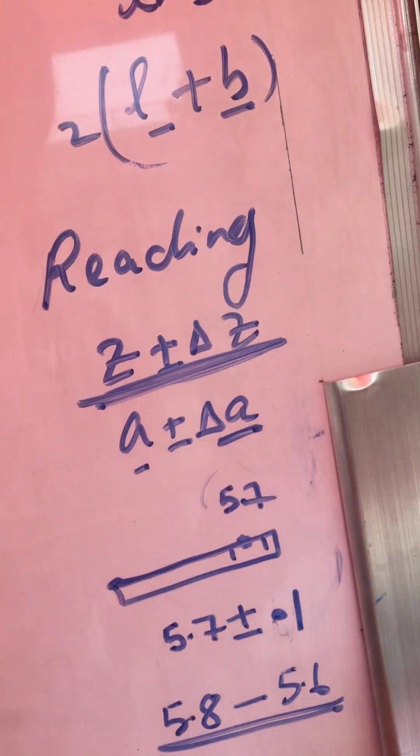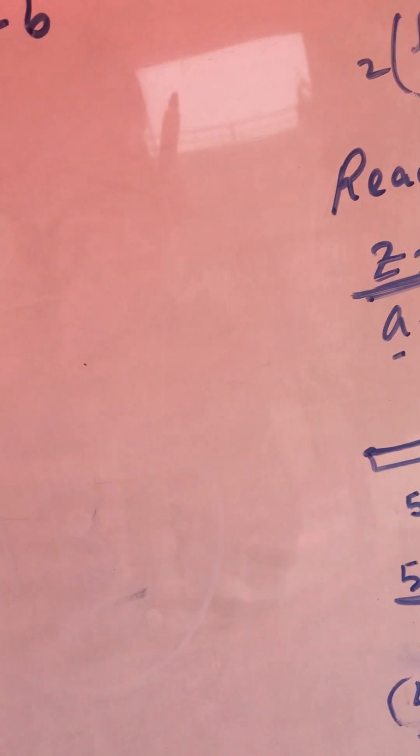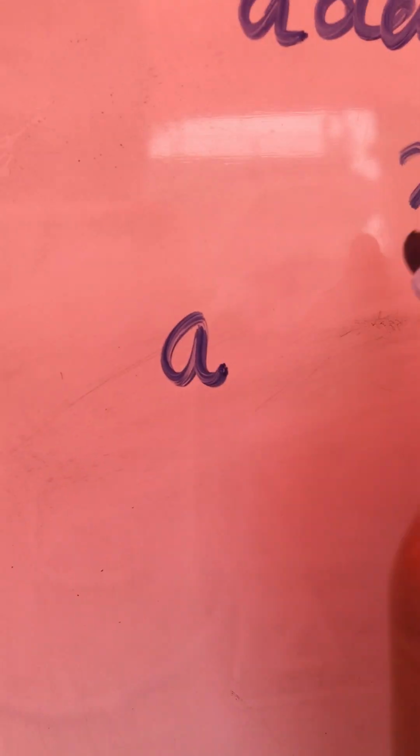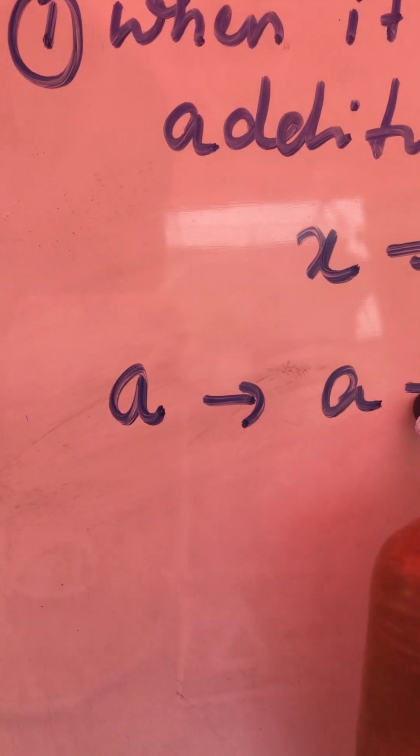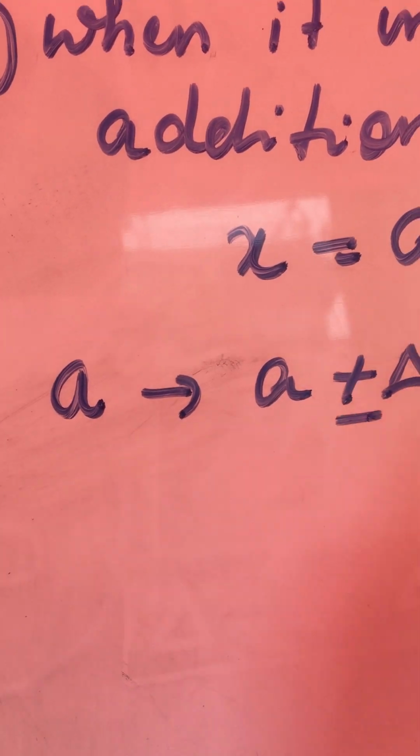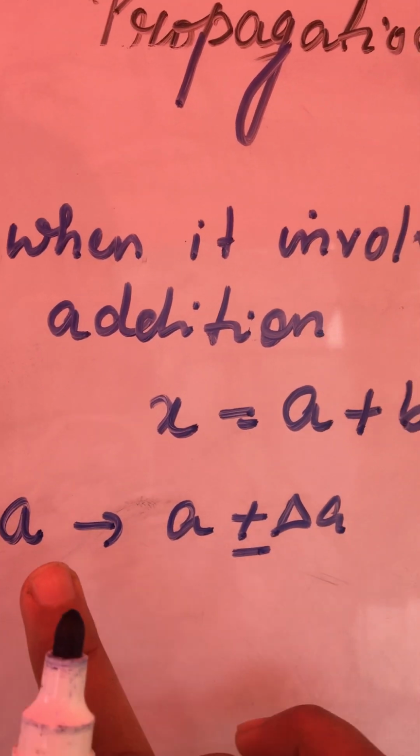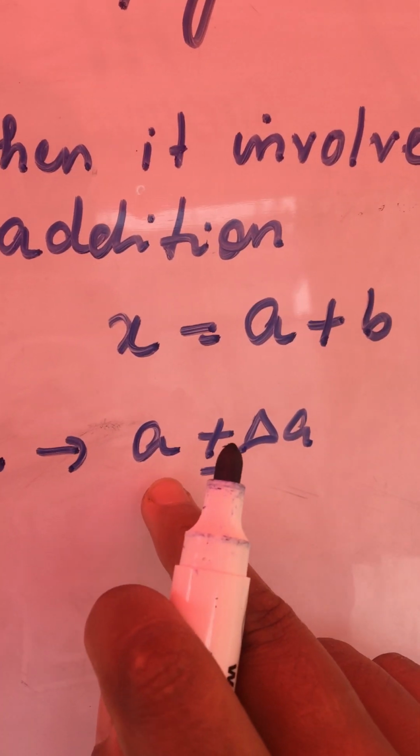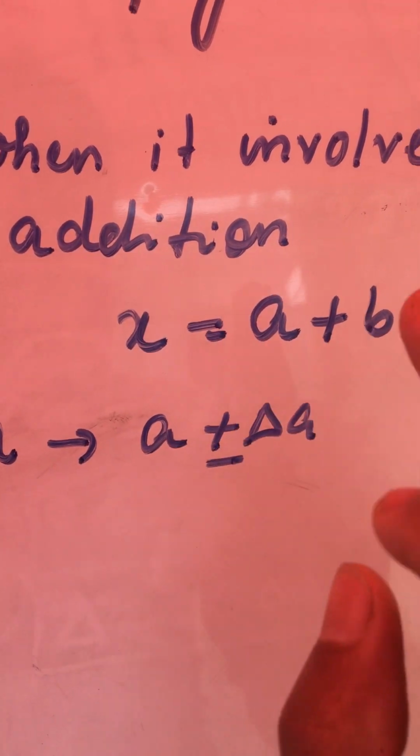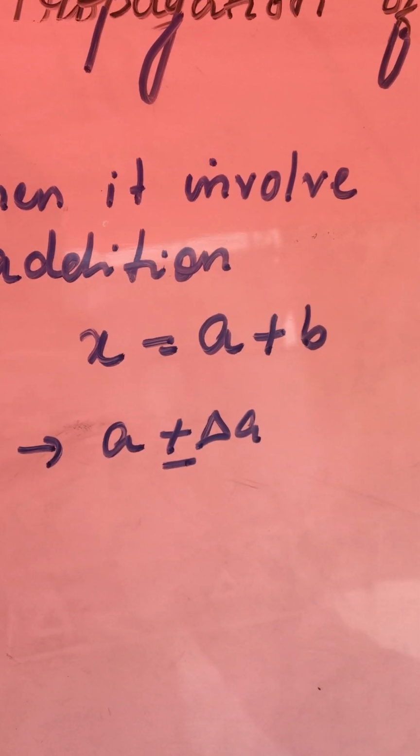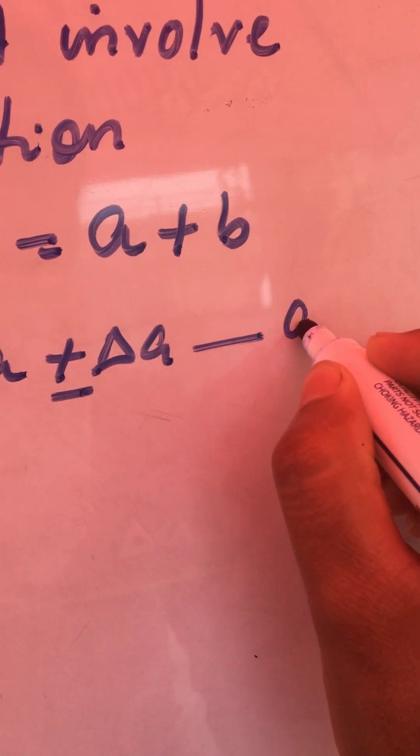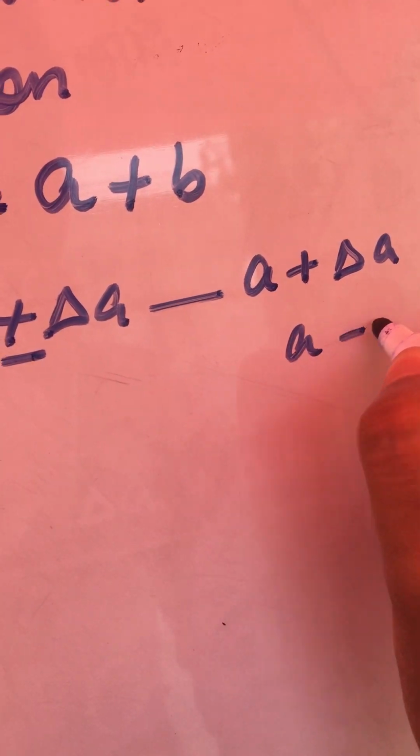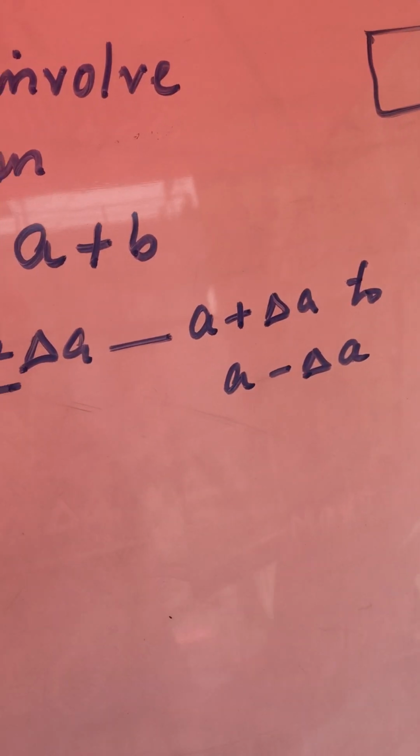Z plus minus, maximum to minimum. Similarly, when you measure a, how will we write? A plus minus delta A, the maximum value. The real value of A will be between A minus delta A and A plus delta A. It carries that meaning: the real value will be between A minus delta A and A plus delta A.